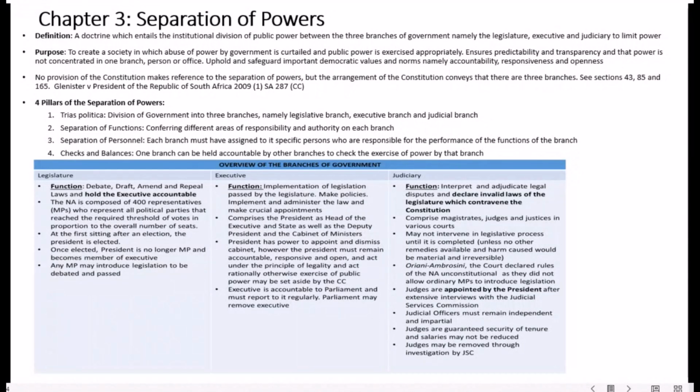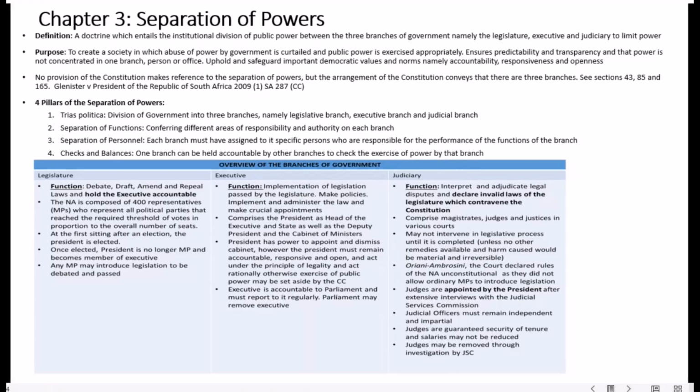And then lastly, we've got the judiciary. Its function is to interpret and adjudicate legal disputes. It's also got the very important function, colleagues, of declaring laws invalid, those laws which contravene the Constitution. It comprises magistrates, judges, and justices in various courts.